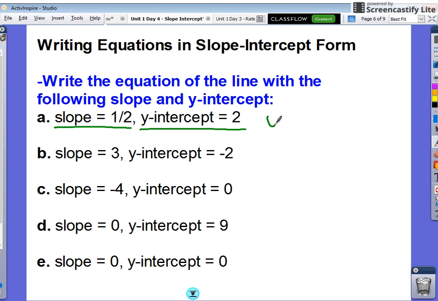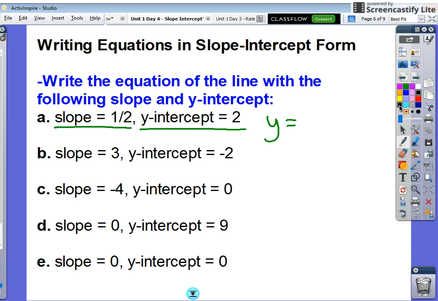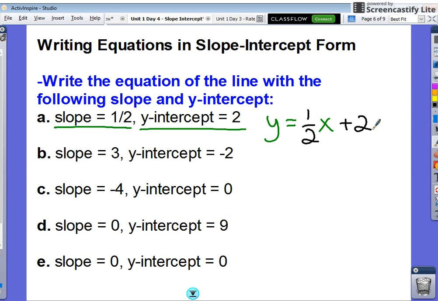So for this one, we're writing them in slope-intercept form. So simply have to plug in our slope. That's 1/2 times x. And then our y-intercept is 2. So that's going to be plus 2. Pretty straightforward, nothing fancy. You just have to know where to put each piece of the puzzle. So you want to put your slope in the M position and your y-intercept in the B position.